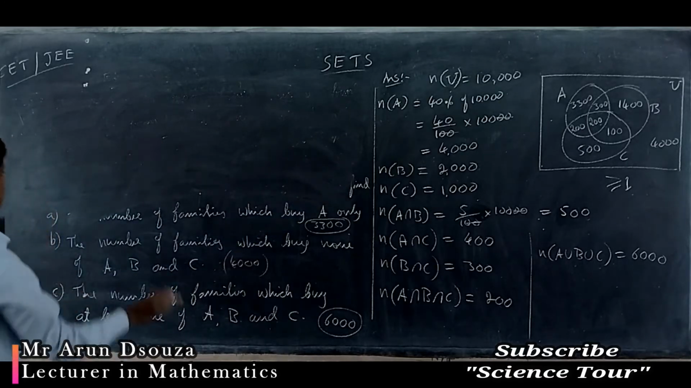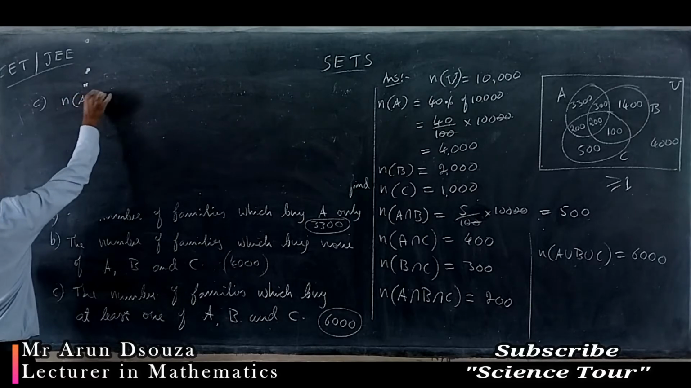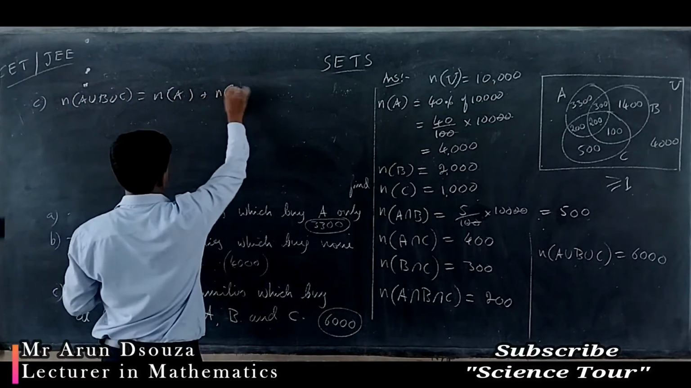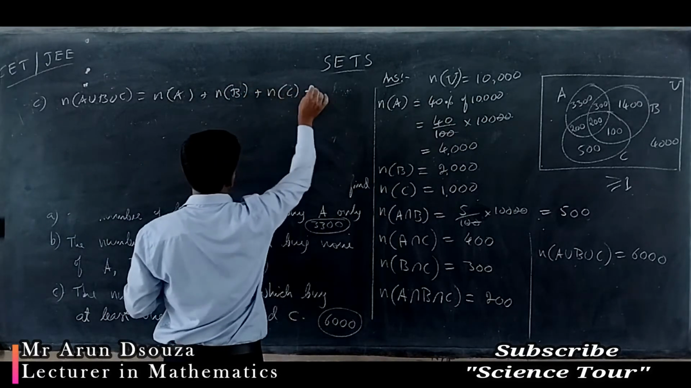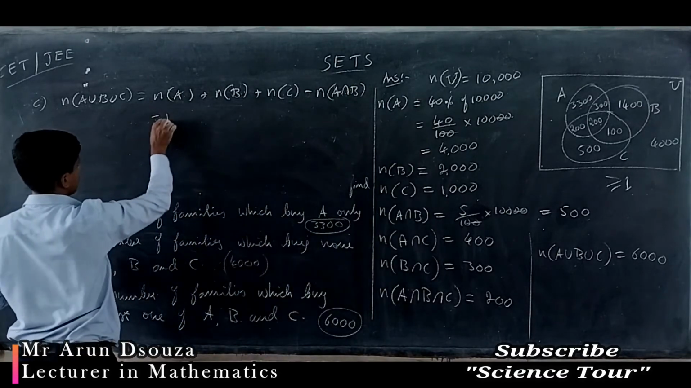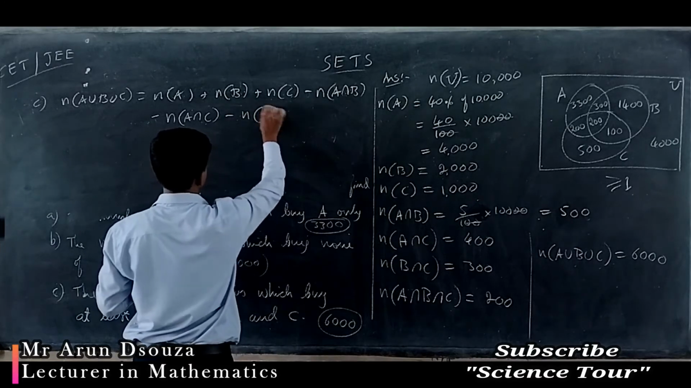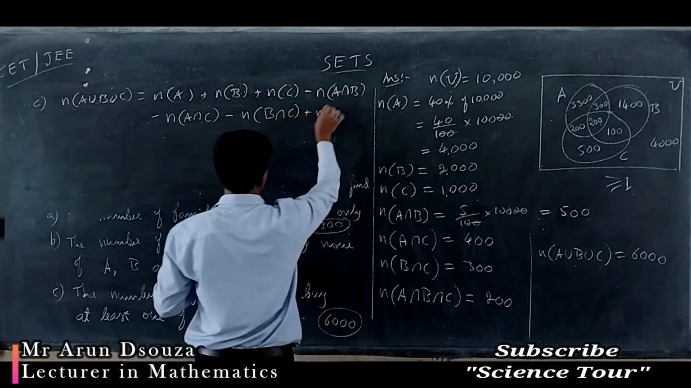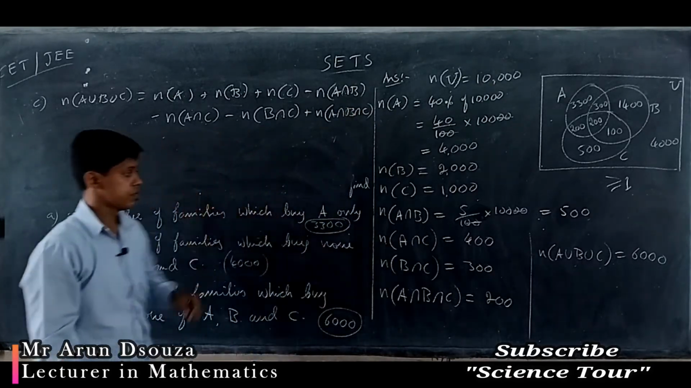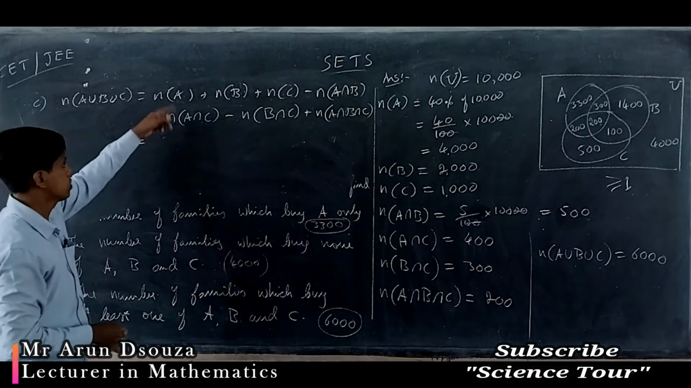The first one, n of A union B union C, that is n of A plus n of B plus n of C minus n of A intersection B, and then you have minus n of A intersection C minus n of B intersection C plus n of A intersection B intersection C. Now this we do not know. Correct?